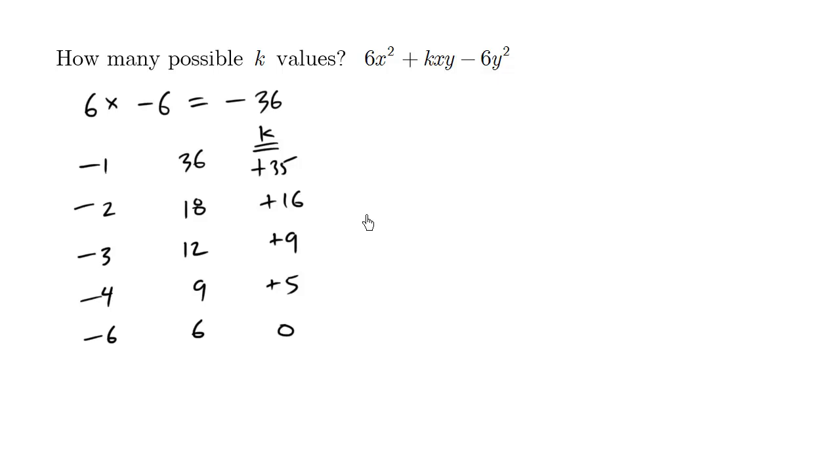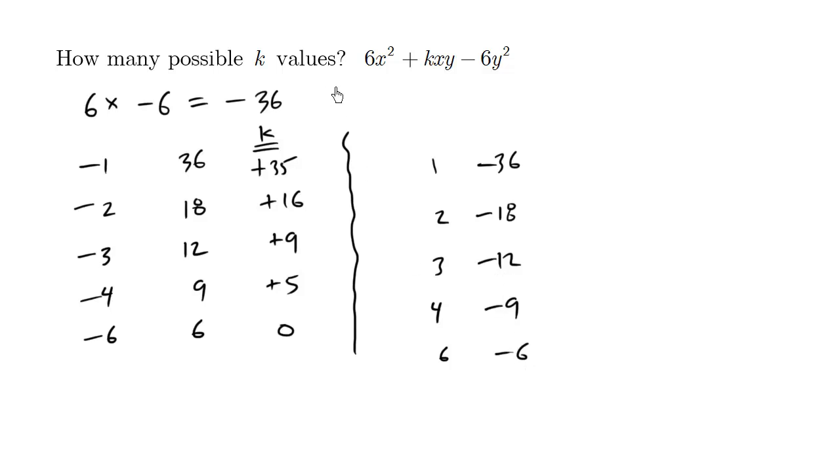However, there's another possibility. There are other ways to generate -36 as well. What if we just copy these really quickly? 1, 36, 2, 18, 3, 12, 4, 9, 6, 6 again, but put the negative sign from the left to the right. We're almost doubling our answers. So there are cases, depending on whether this sign here is negative or positive, where the situation is going to affect the number of k-values, where we just double the number of k-values.